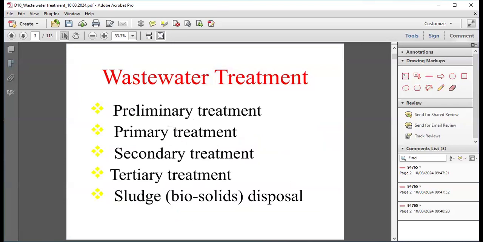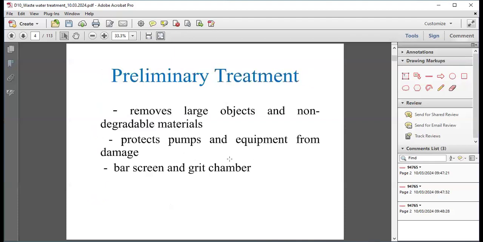Then these are the types of treatments: preliminary treatment, primary treatment, secondary treatment, tertiary treatment, sludge biosolids disposal. These are the categories. We can see some definitions. Preliminary treatment. These are the main things.